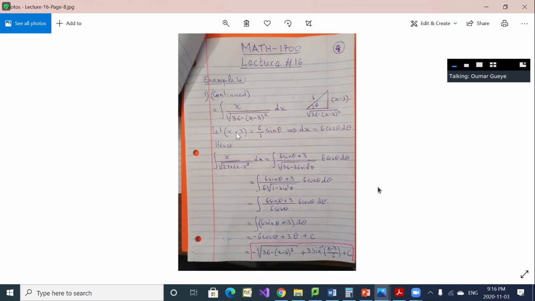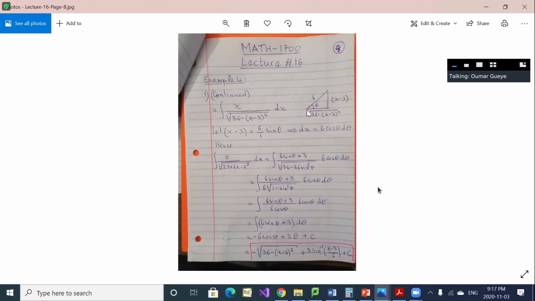You can see from this substitution formula, sine of theta is equal to x minus 3 over 6. So it means x minus 3 is the opposite side and 6 is the hypotenuse, and that's exactly what I represent here. In this case, the adjacent side, by using the Pythagorean theorem, is just the square root of 6 squared minus the square of the opposite side. And from there, you calculate cosine.